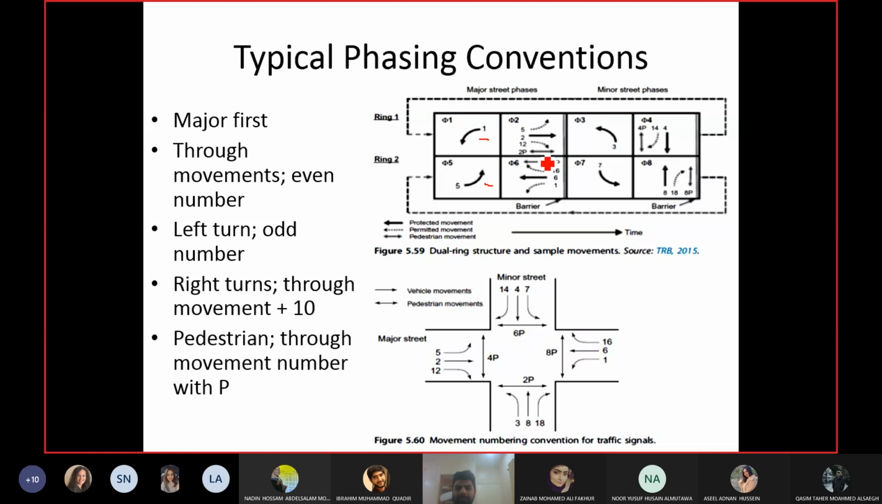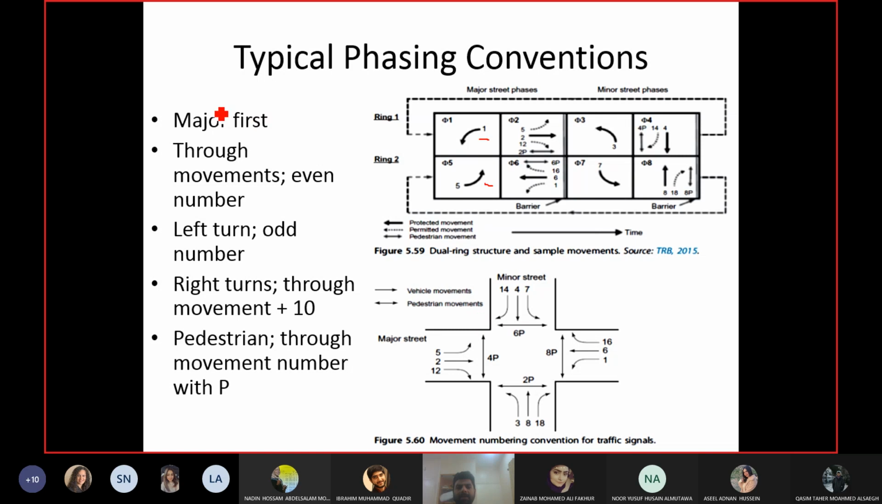Pedestrian movement, you can see it is allowed with the parallel through movement. So you are crossing east-west, so either you can cross with this one or with this one. In this case both are happening at the same time, so no problem. But keep one thing in mind, that it should be with the parallel through movement.